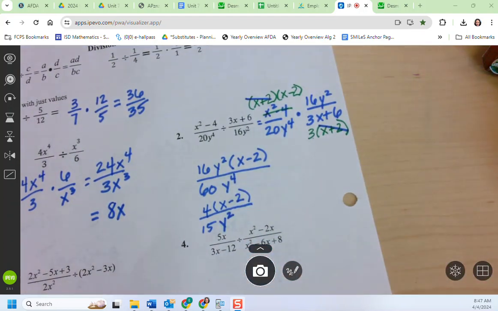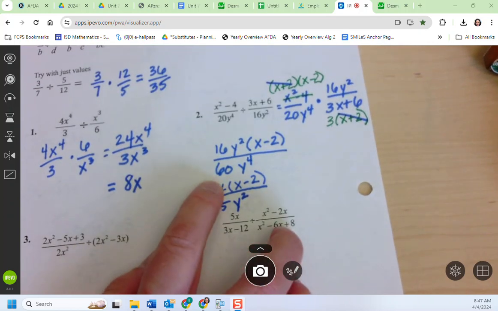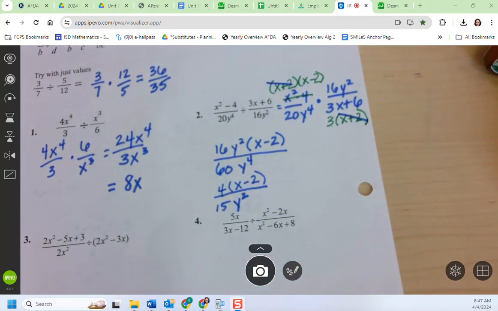Some teachers will have you stop right there, and you're good because nothing else cancels. Some teachers will have you distribute, and I'm actually not that picky. It's fine with me either way. You can decide to distribute that 4 and get 4x minus 8 on top, or you can leave it factored like that because nothing else simplifies.